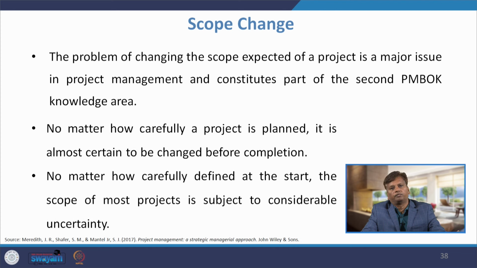The problem of changing the scope expected of a project is a major issue in project management and constitutes part of the second project management body of knowledge area. No matter how carefully a project is planned, it is almost certain to be changed before completion. No matter how carefully defined at the start, the scope of most projects is subject to considerable uncertainty.